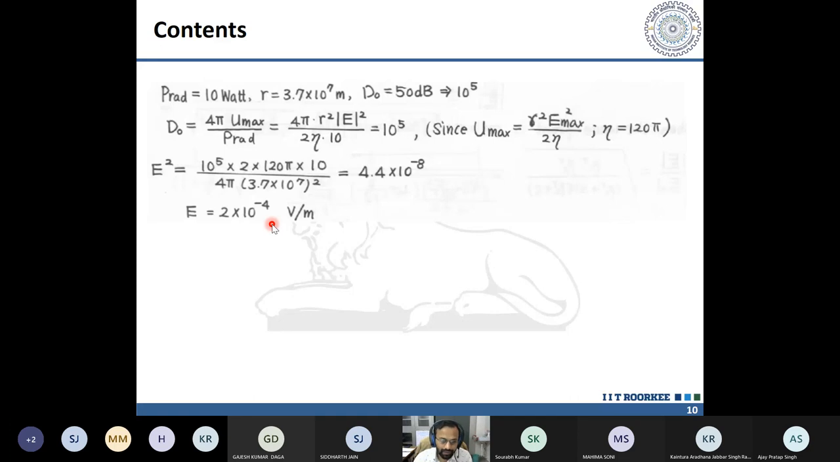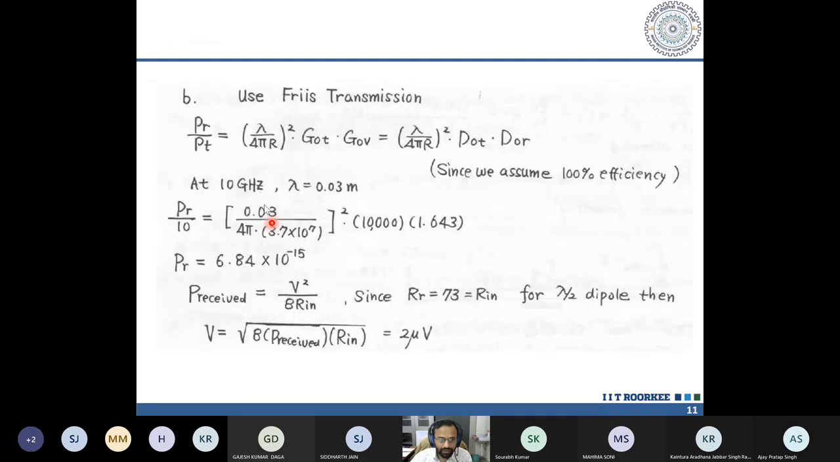Now a dipole antenna is placed at the receiver. So what is the total voltage across the terminals of the antenna, as the second subpart? Using the Friis formula, we have to calculate the total power received. The ratio of total power received to the total power transmitted is given by the Friis formula, right? Since it is a lossless antenna, we use 100% efficiency, no polarization mismatch and no reflection losses, everything is assumed to be 100% efficient. In that case, we can replace the gain with directivity. Once we do that, the distance is known, the frequency is given, the transmit power is given, so we know the received power.